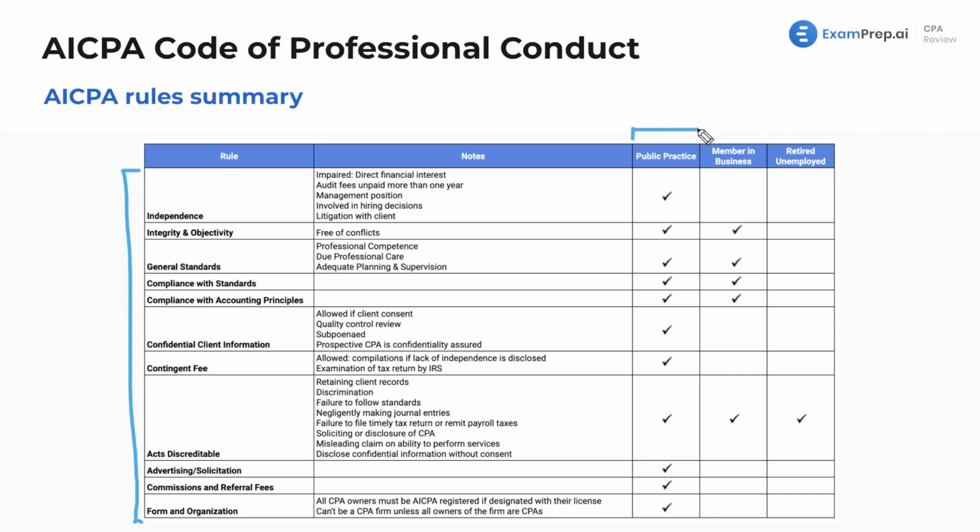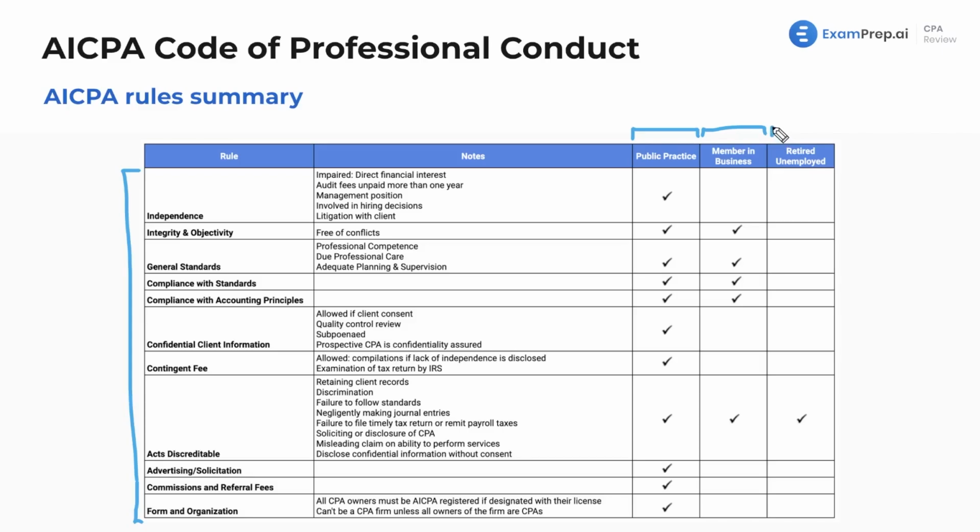Well, sometimes those in public practice have to follow rules. And what does that mean? These are active CPAs in auditing firms. Let's just think of that. Members in business. So let's say you are a CPA, but you work as an accountant for a company. So you're not a CPA auditor, but you still recognize yourself as a CPA. You're still registered and you put CPA after your name and you're doing accounting work.